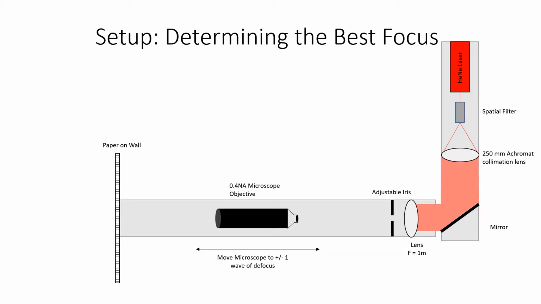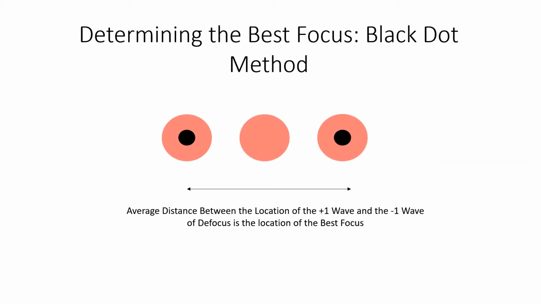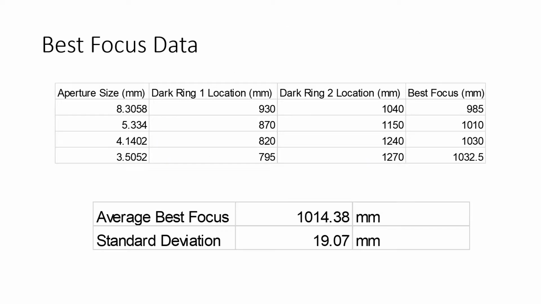We then inserted a 1 meter focal length test lens after the mirror, followed by an adjustable iris. We used the black dot method to find the best focus of the testing lens. The black dot method is when we translate the microscope along the rail until we are located at the +1 wave of defocus position and then back until we're at the -1 wave of defocus position, and the average of these two positions is the location of best focus. We found our average best focus to be 1014 millimeters, which makes sense since our test lens should be 1 meter long.